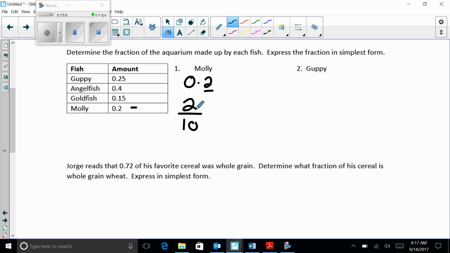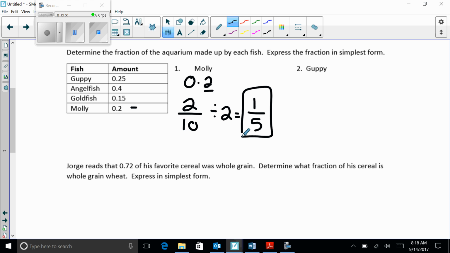So remember, to simplify a fraction, you have to think of what number can I divide both 2 and 10 by. That'll be the same number that will get these numbers smaller. I can divide both of these numbers by 2. 2 divided by 2 is 1. 10 divided by 2 is 5. 1 and 5 have nothing in common, so 0.2 is 1/5 as a fraction.